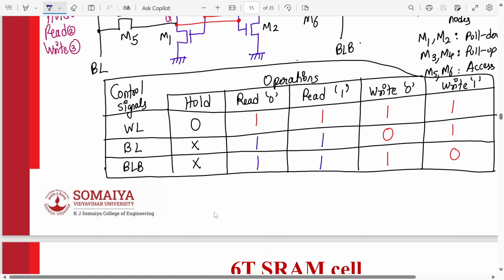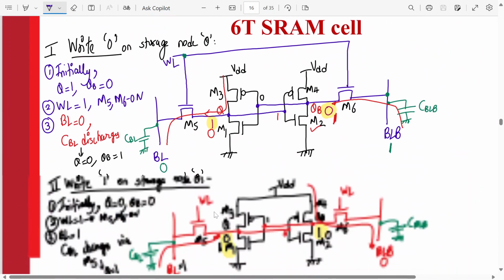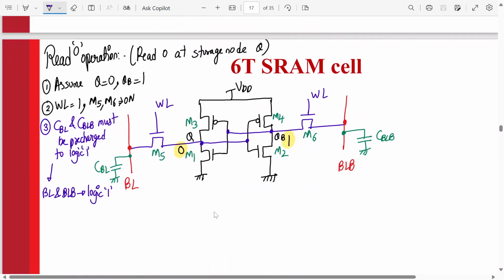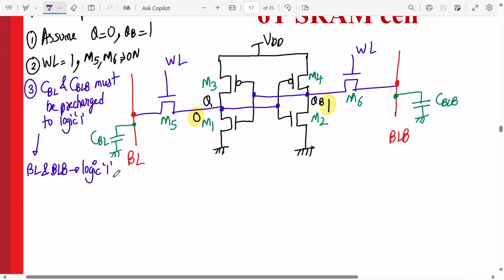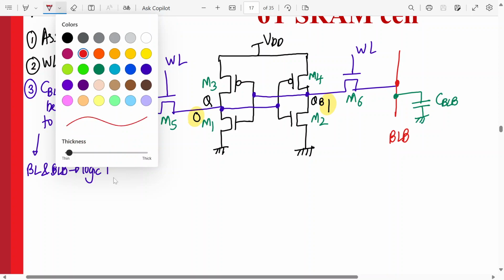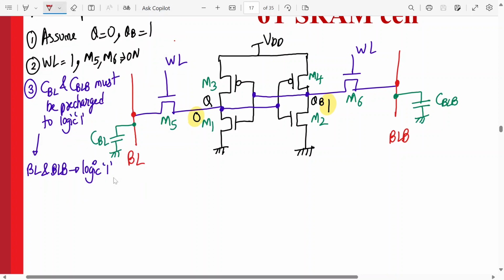Table updated. Now let me come to the read 0 operation. So now, what is the status over here? Right now the status is that the word line is logic 1. So M6 and M5 are on. The bit line is also logic 1. So these both are 1 now.